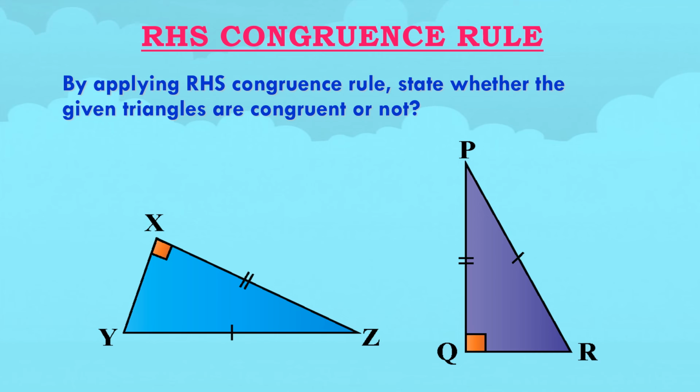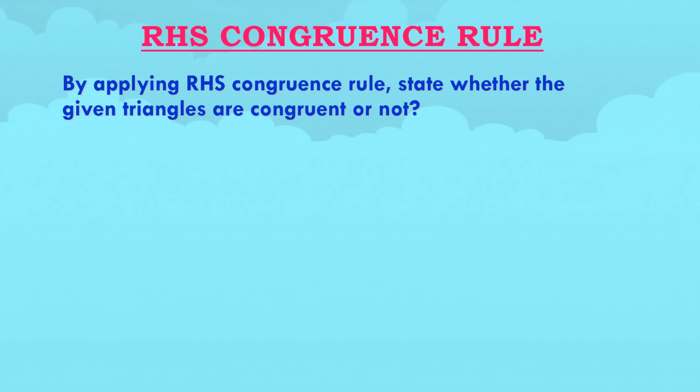Alright, I hope you have got the correct answer. I hope you have written it like this only. See, in place of writing the name of the triangle as YXZ, you can write XYZ also. But then the other triangle should be QRP. Okay. So moving on, in the next question, again check whether they are congruent or not.